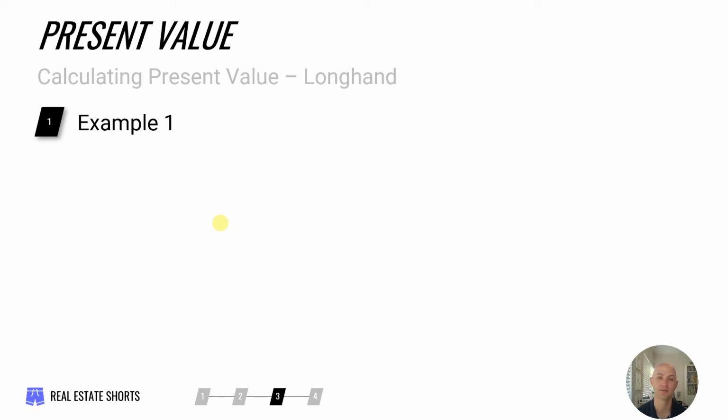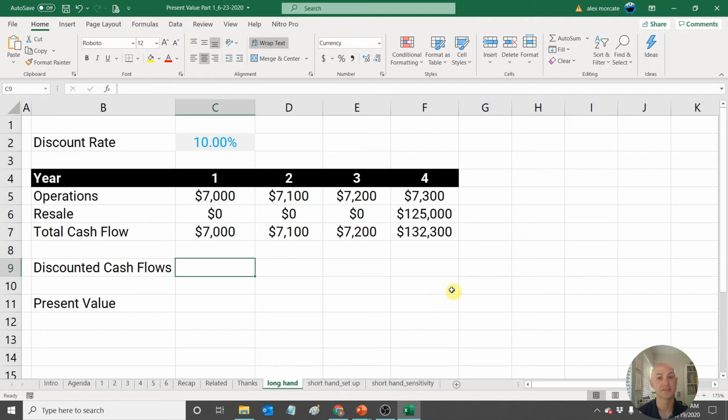So I think it's probably best if we kind of expand this in Excel so you can really see how this works. All right, so here we have the exact same example. So we have years 1, 2, 3, and 4. We have operating cash flows, $7,000, growing marginally for the next 4 years. We sell the property in year 4 for $125,000. So this summarizes each of these annual cash flows.